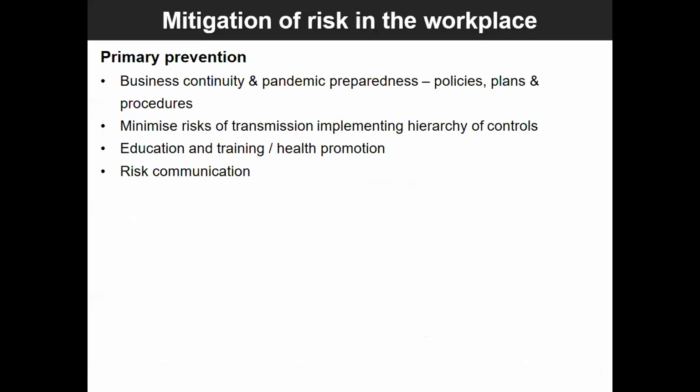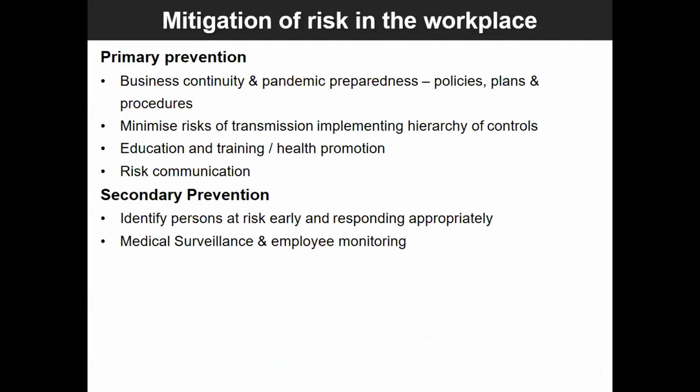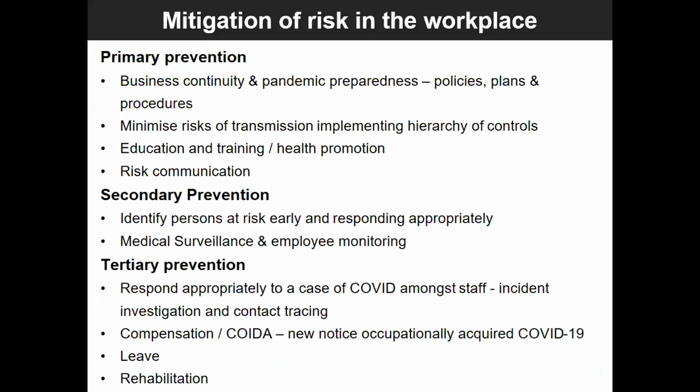In terms of the mitigation of risk within the workplace, we can use a tiered approach, looking at primary prevention, that is the business continuity and pandemic preparedness, also to minimize the risk of transmission by implementing a hierarchy of controls, education and training, and important risk communication. Then look at secondary prevention in terms of identifying persons at risk early and responding appropriately. The third layer is to respond appropriately to a case of COVID amongst your staff, to do the incident investigation and the contact tracing, and if it is occupationally acquired, or even if you think it is, to make sure that you submit to the Compensation Commission.